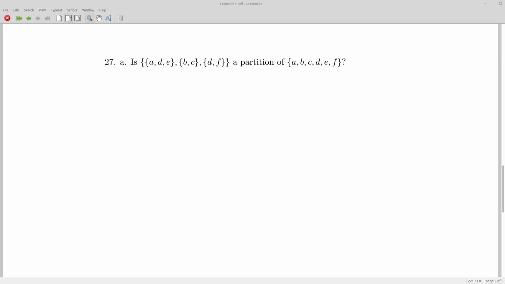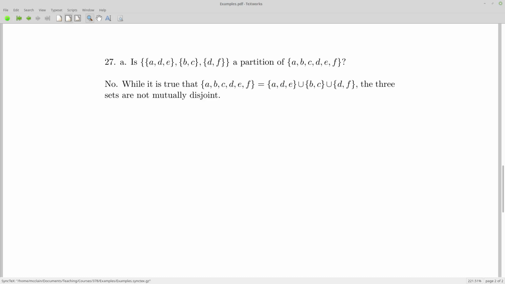And so we have, first of all, no, this is not a partition, but while it is true that the set A through F is equal to the union of our three given sets, we can say that the sets are not mutually disjoint. And we should be particular about that. We should say, in particular, ADE and DF intersect to give the set D, which is definitely not empty. And so that's sufficient to show that this is not a partition of A, B, C, D, E, F.